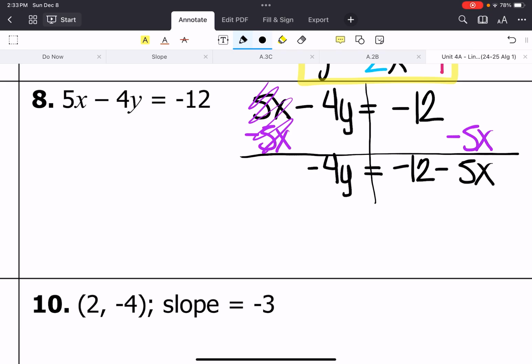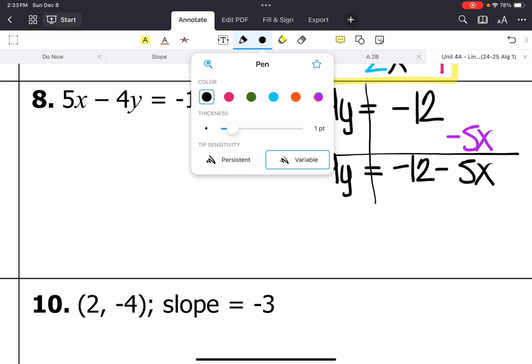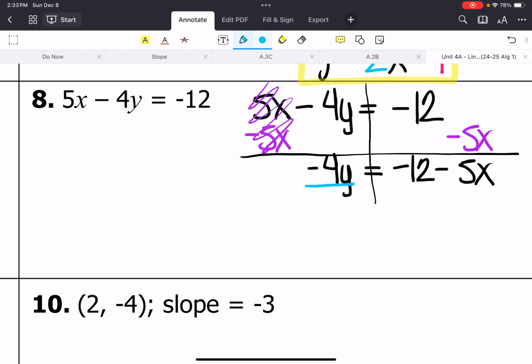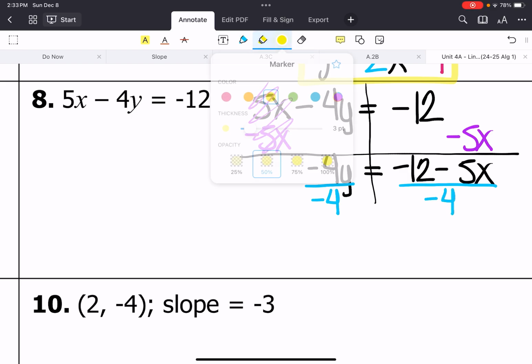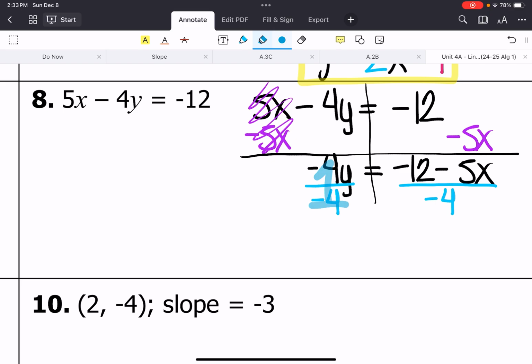From here, y is not by itself yet. It's being multiplied times negative 4. The opposite is to divide. And again, what you do to one side, you do to the other. Negative 4 divided by negative 4 is going to give you 1. Y is by itself.